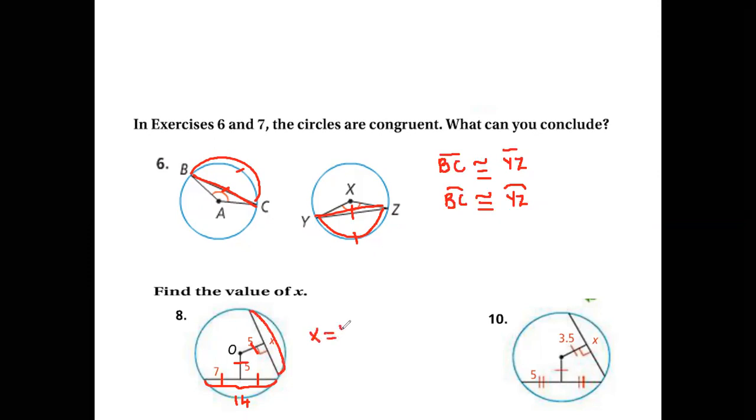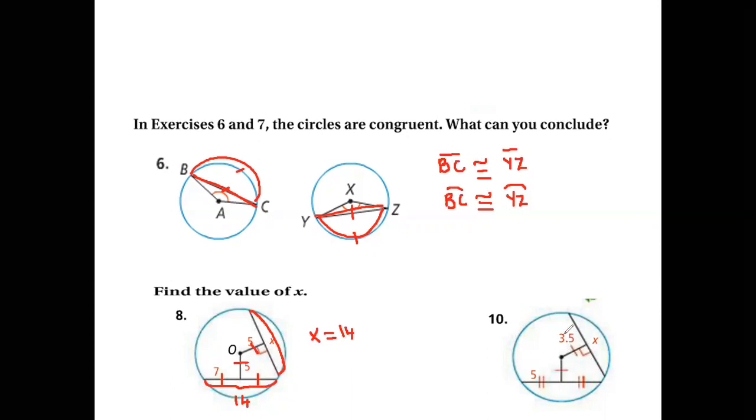The theorem states, once again, let's go back to what we learned. If two chords are equidistant from the center, then they are congruent to each other. Now, half of the chord is mentioned, so the length of one of the chords is 14. So obviously, the other chord is also equal. So x will be 14.